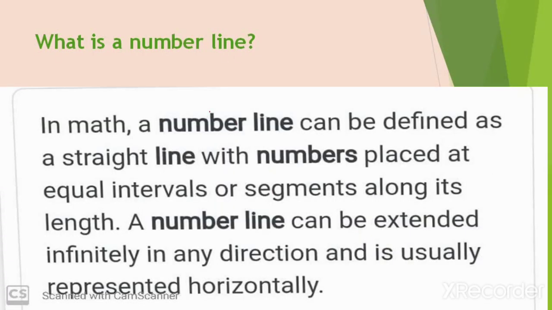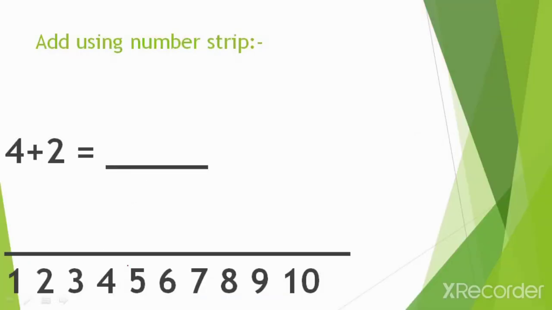Okay? Now, what is number line? In math, a number line can be defined as a straight line with numbers placed at equal intervals or segments along its length. A number line can be extended infinitely in any direction and is usually represented horizontally. Look, this horizontally. How a number line is horizontal? Means, let me explain. Look, this is number line. They're placed on numbers on a particular interval.